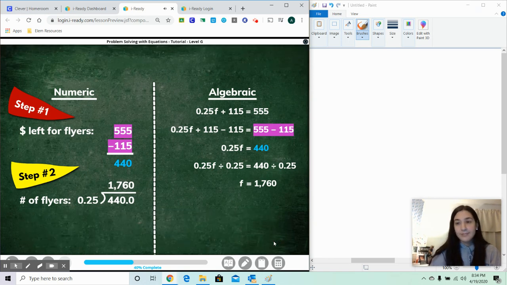We divided the left side of the equation by 25/100 to isolate F. And to keep things balanced, we did the same to the right. 440 divided by 25/100 gives us 1,760 flyers. And that was our second step when we did it numerically too.